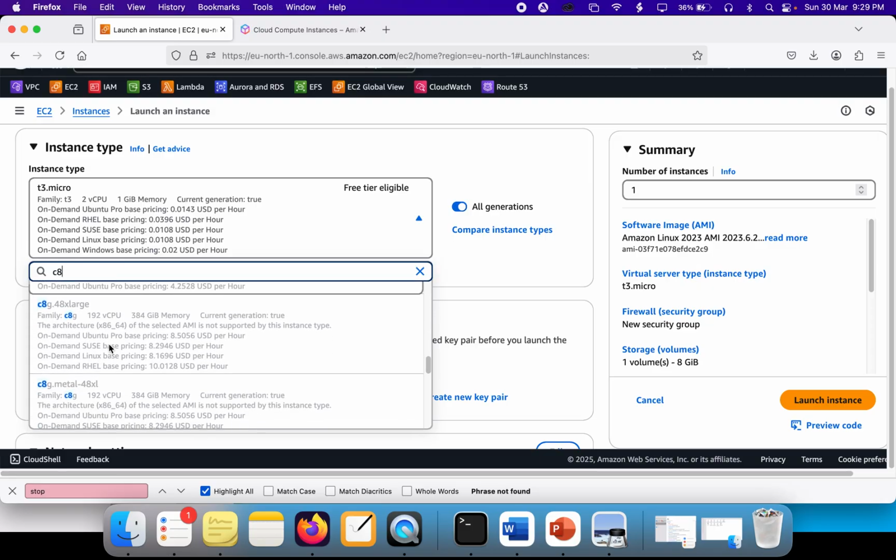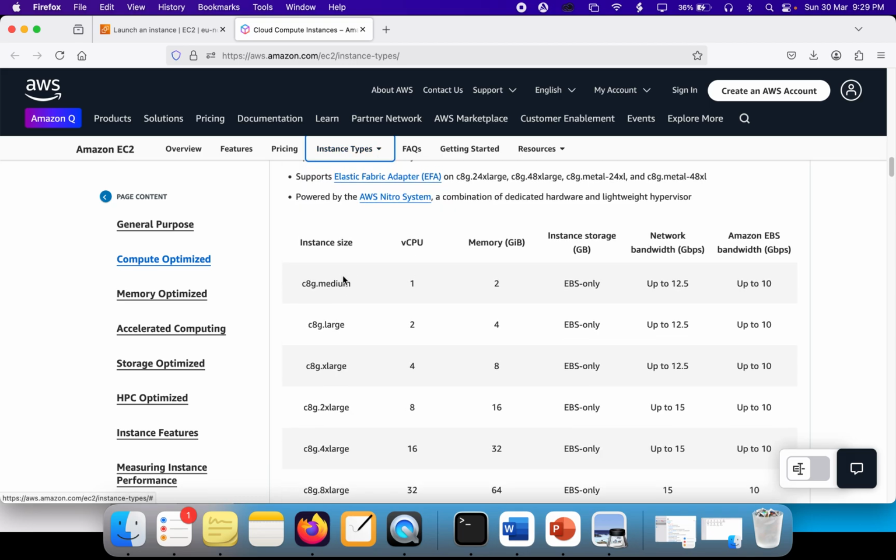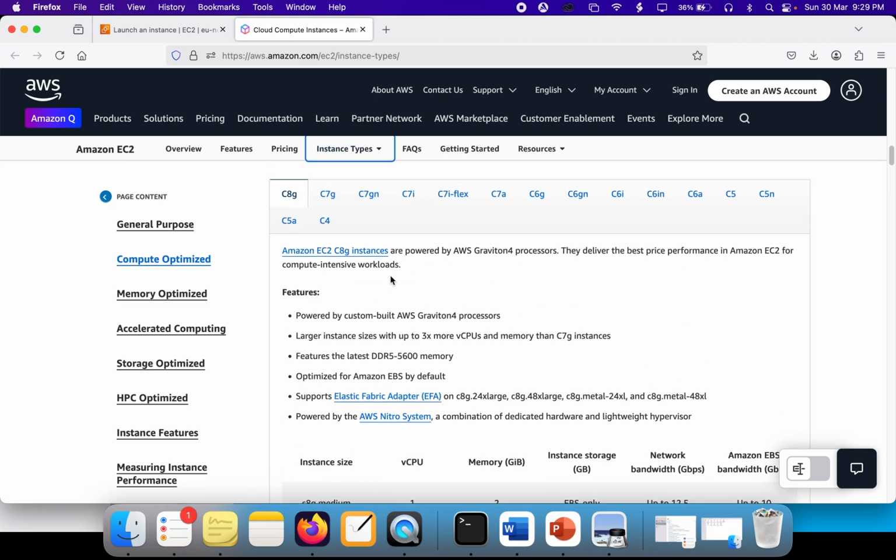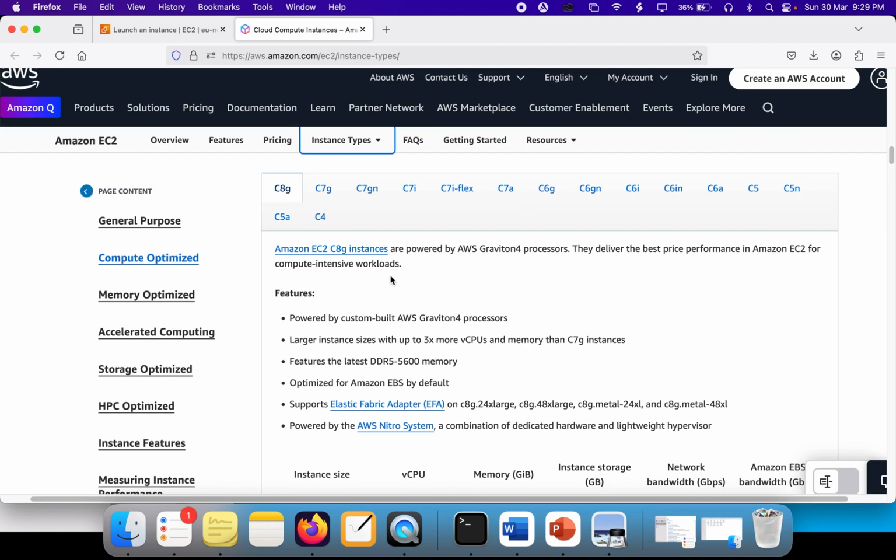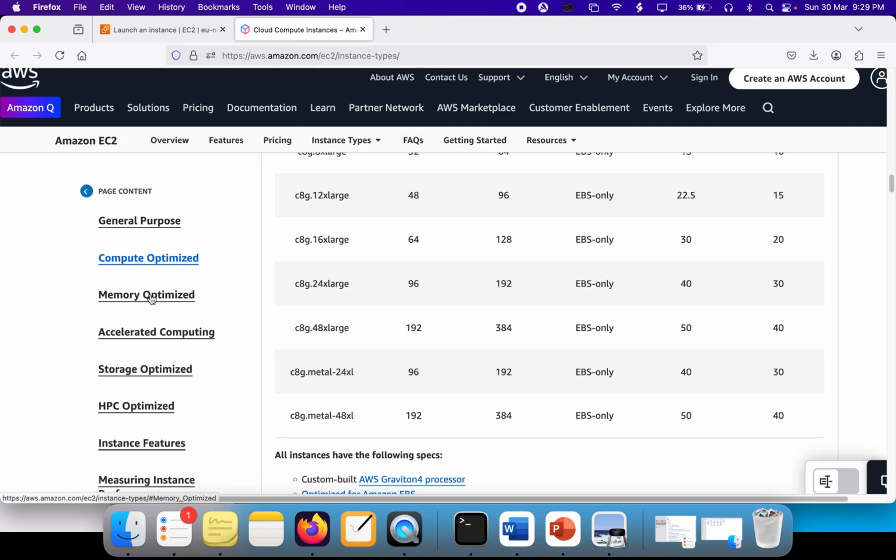Okay, so these are all the memory intensive workloads. These are all the instance types that can be used for higher memory usage workloads. Okay, so next one is memory optimized.